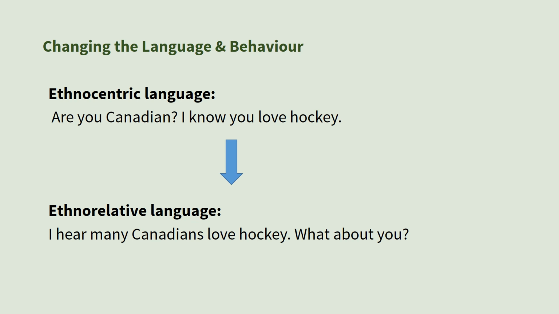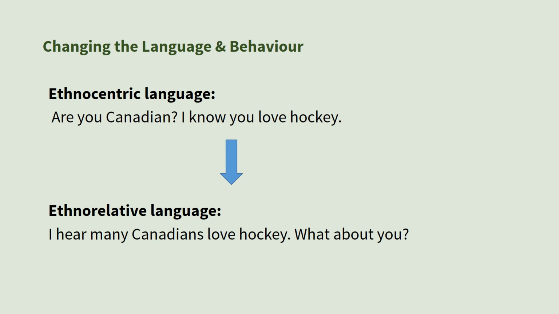For example, "Are you Canadian? I know you love hockey," is an ethnocentric way of phrasing the idea. It shows that culture is perceived in a stereotyped and polarized way and is reflective of the defense orientation. So it is important for us as instructors to teach more ethno-relative language that shows the ability to check assumptions. This might sound like, "I hear many Canadians love hockey. What about you?" Doing this checks your perception and respects their individualism, which is a very important cultural value held by many Canadians.